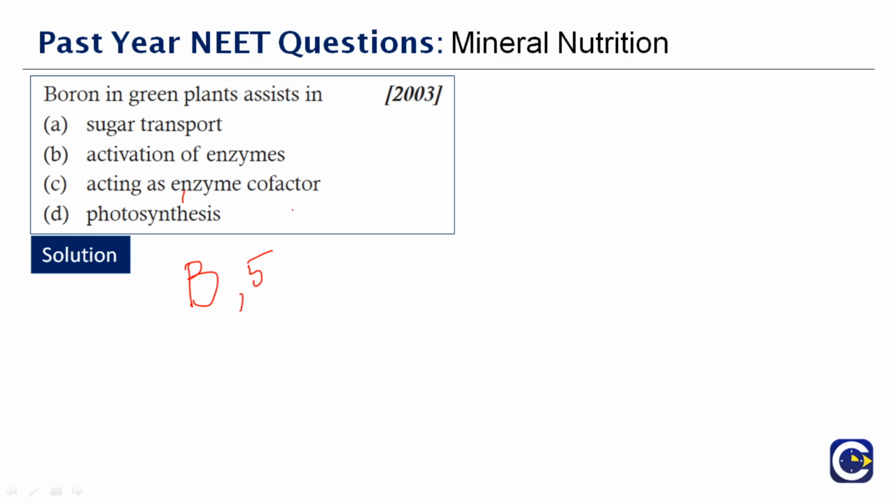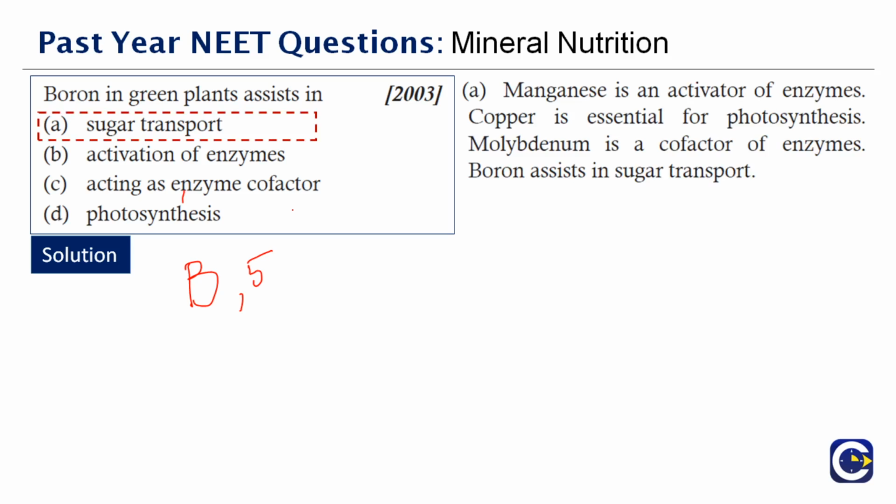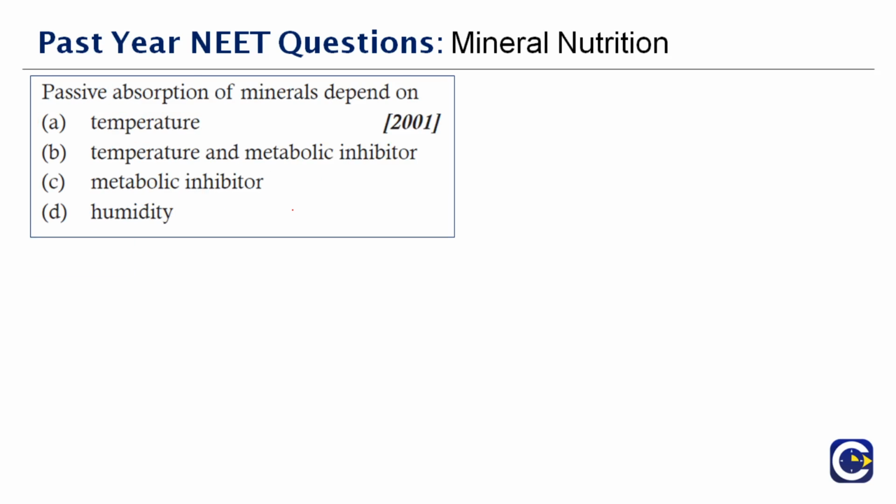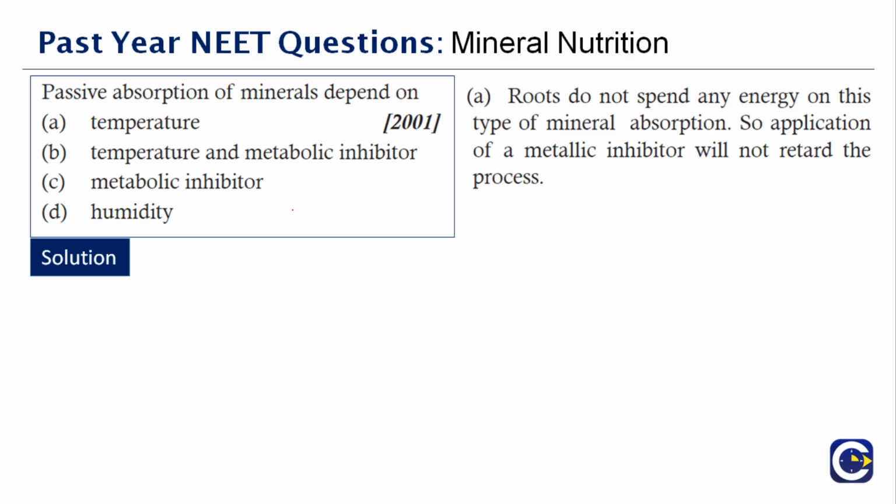Now boron in green plants assists in sugar transport, which is option A. While molybdenum is a cofactor enzyme, boron assists in sugar transport. Okay, next question here. Passive absorption of minerals depend on dash, and this question was asked in the year 2001. Roots do not spend any energy on this type of mineral absorption, so application of the metabolic inhibitor will not retard the process. Therefore, passive absorption of minerals depend upon the temperature, which is option A.